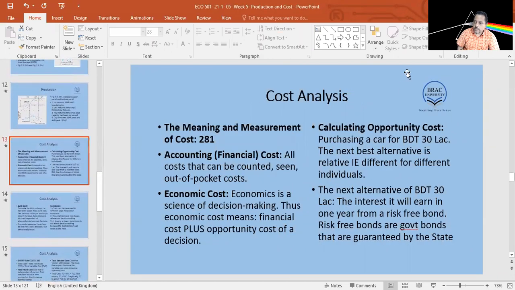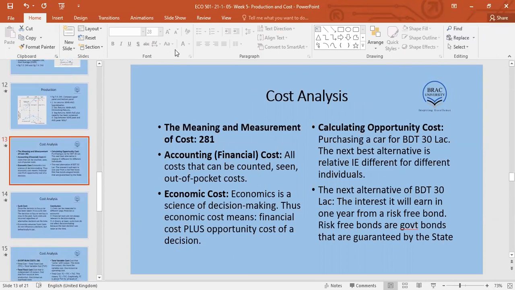Now, cost analysis in economics. Okay, what does cost mean? If you have done accounting sciences, then accountants calculate costs very simply. How much money is coming out of my pocket, i.e., all the costs that I can see with my eyes. This is known as explicit costs in accounting sciences.